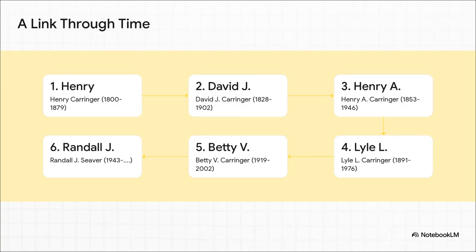So after all of this, you might be asking yourself, why does the story of some farmer from the 1800s even matter today? Well, here's why. The past is never as far away as we think. This slide shows the direct line of descent from Henry, our guy, through his son David, and all the way down 6 generations later to Randall Seaver, the genealogical researcher who actually put all this information together. It's a direct link from the 19th century right to our present day.